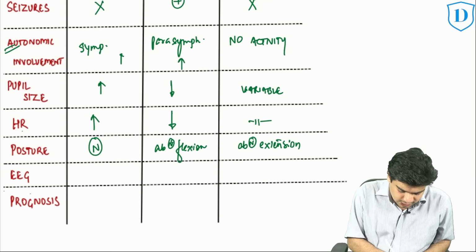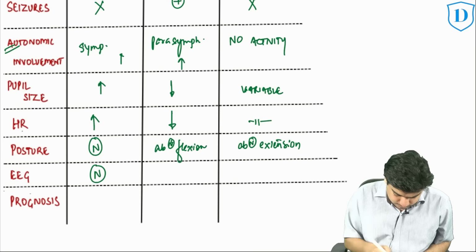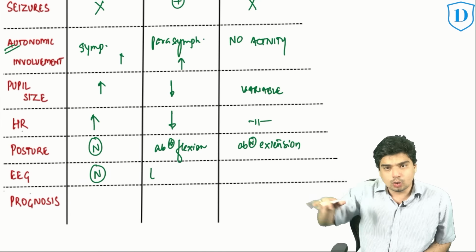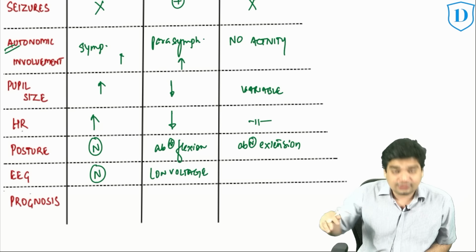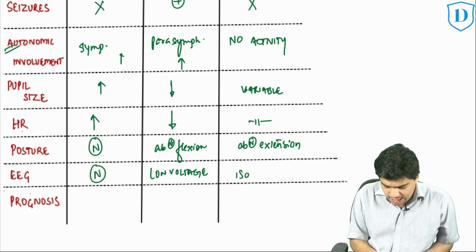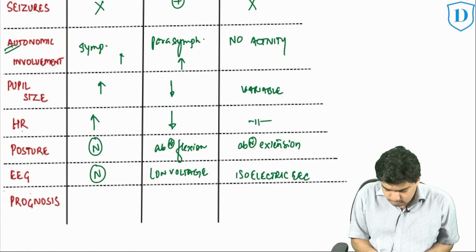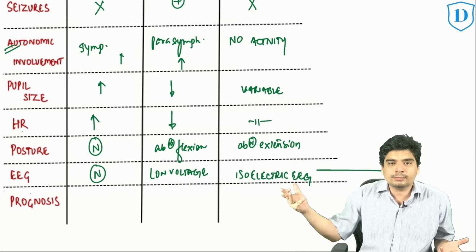EEG is going to be normal in stage 1 HI. EEG, there will be what? High, low. There will be low voltage complexes in stage 2 HI. As far as stage 3 HI is concerned, brain dead. So you will have an isoelectric EEG, like this. Brain dead. In essence, you are brain dead.